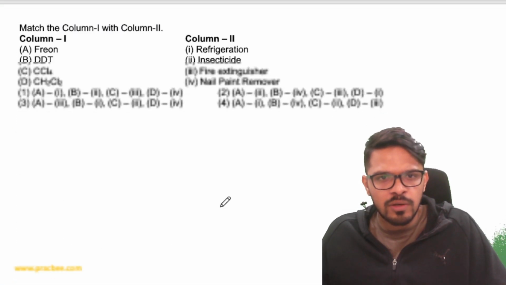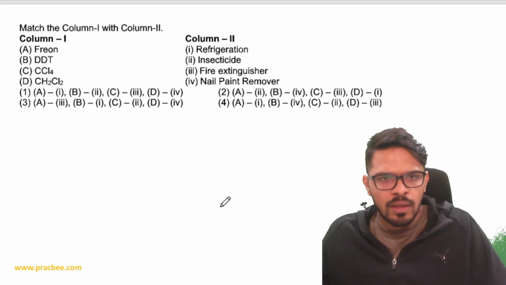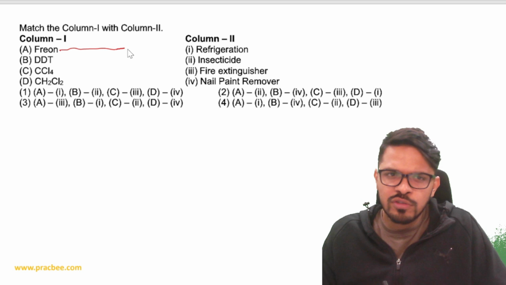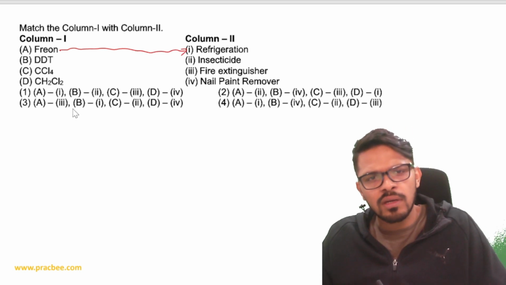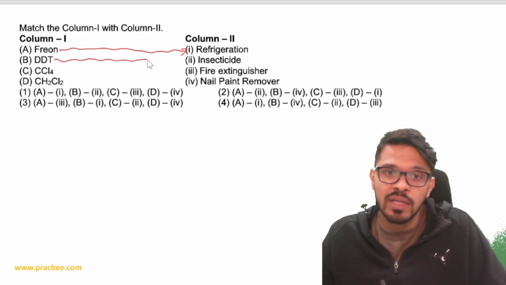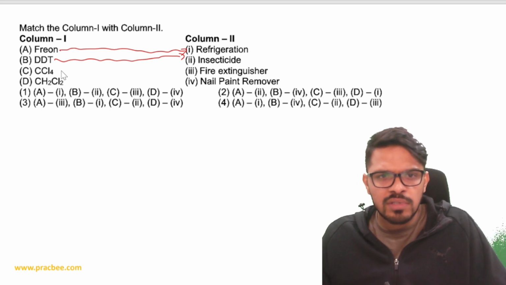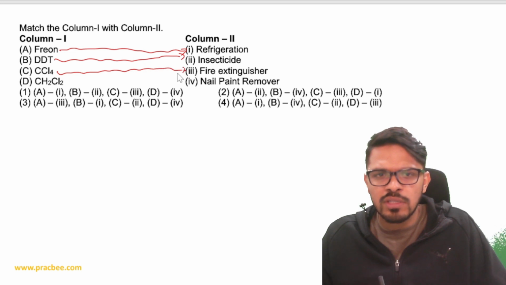So very simple question. Now we have to match the column. If we talk about freons, freons are basically present in refrigerants. It is used for refrigeration. DDT is an insecticide only. I think this you study in class 9th or 10th itself. CCl4, also known as pyrene, has low melting point and it is used as a fire extinguisher.